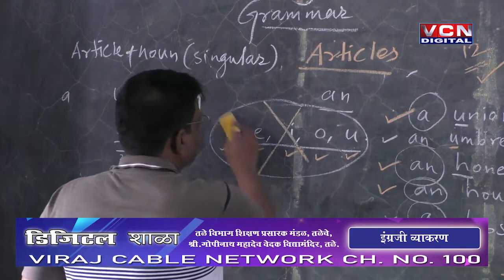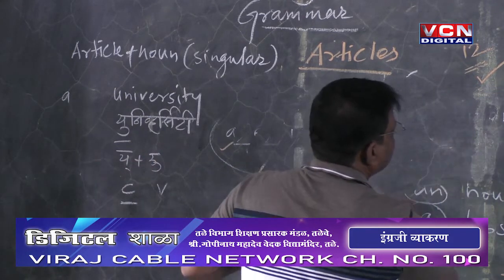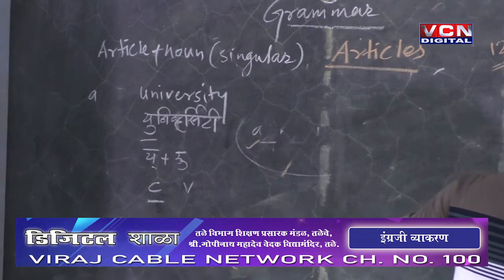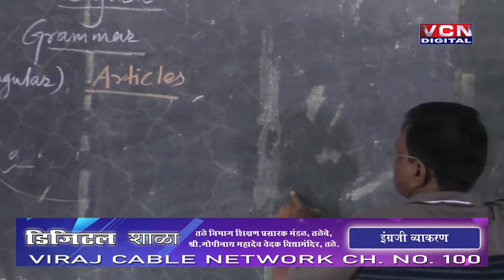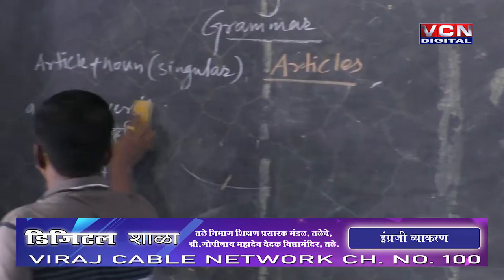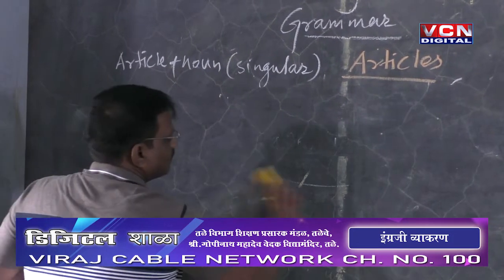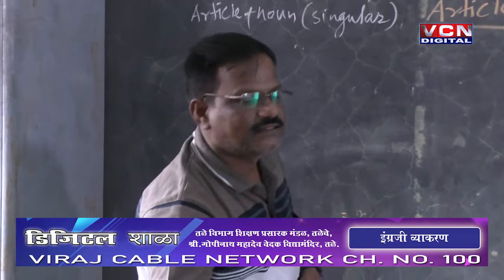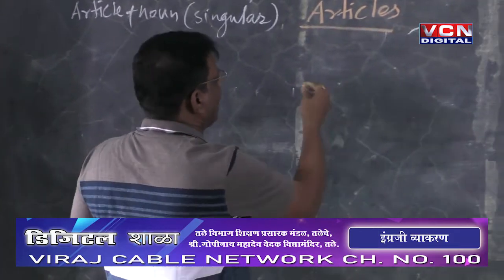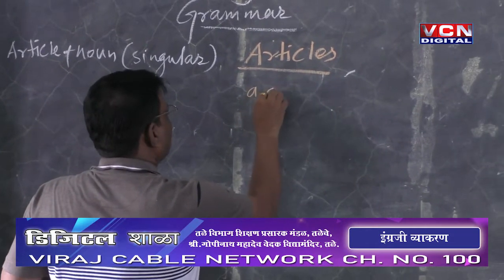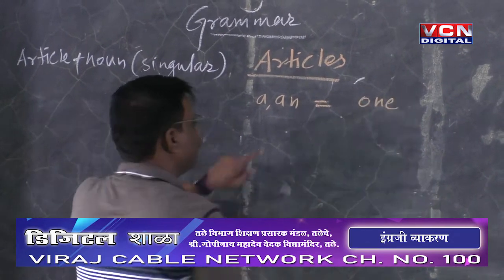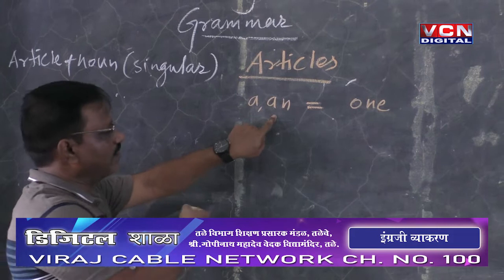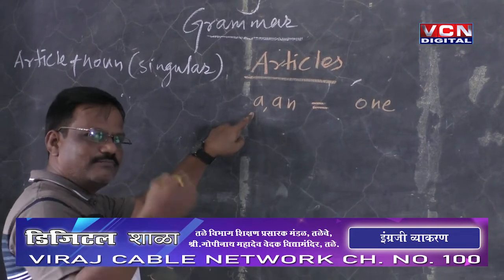Okay, this much is clear here. Now let's go to the other article. A and an are clear. Where there is number 1, meaning when a noun is counted as 1, it will take a or an article. A or an article means 1. Okay, when to use an, that we have learned now.